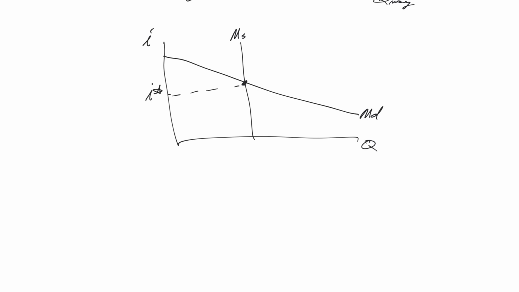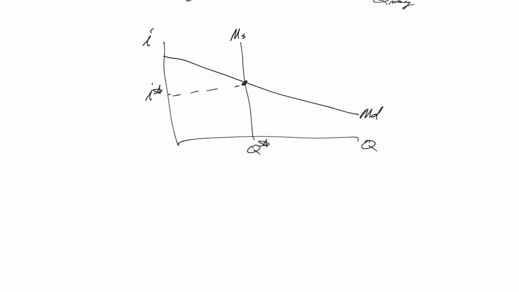Now let's put them together. Here's the money supply. Here's the money demand. Here's the quantity of money. And here's the interest rate. Here's the equilibrium. Okay. At that interest rate, the quantity demanded equals the quantity supplied. So there we go. Money supply and money demand.